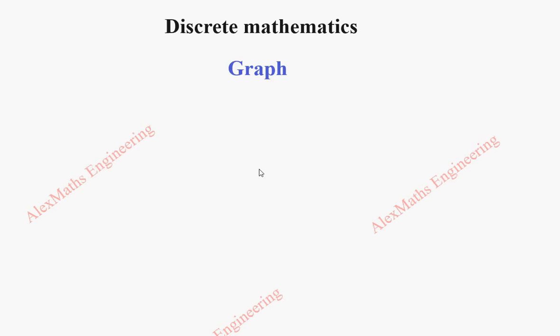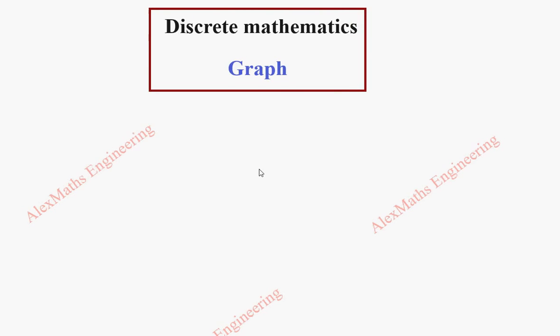In this video, we are going to discuss graphs in discrete mathematics, the definition of a graph, basic terms of graphs, and different types of basic graphs with examples. When we say graph, it is represented by G and it has vertices and edges. So the graph consists of vertices and edges.